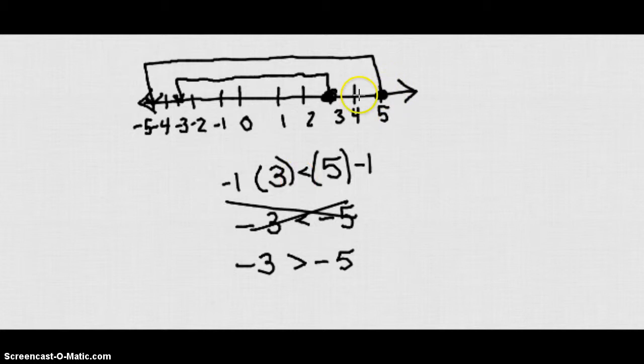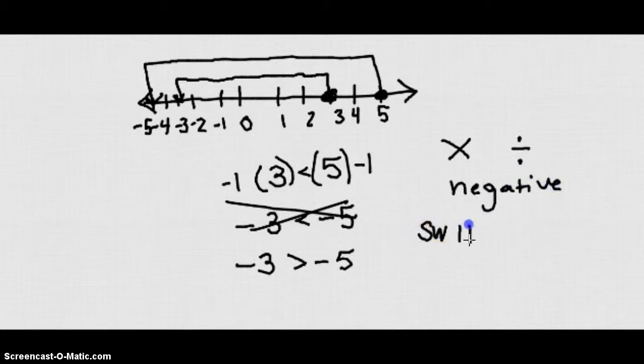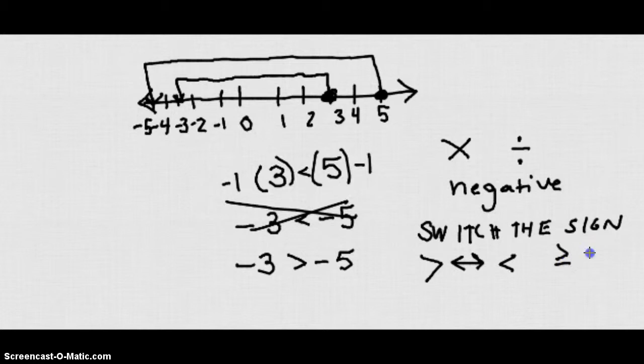And the same goes for division too. So anytime I multiply or divide by a negative number, it's important to remember that I have to switch the sign. Greater than becomes less than and vice versa. Greater than or equal to becomes less than or equal to and vice versa. So we'll see that in action.